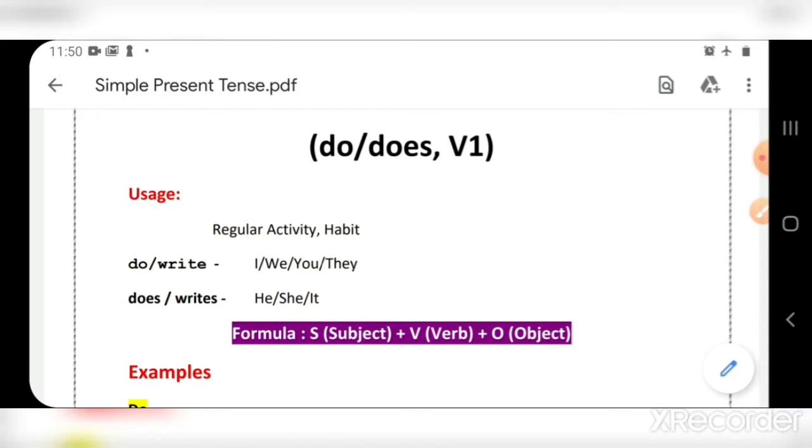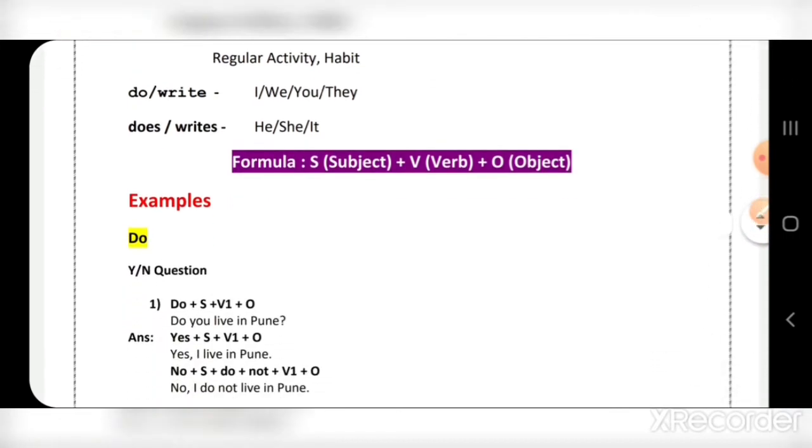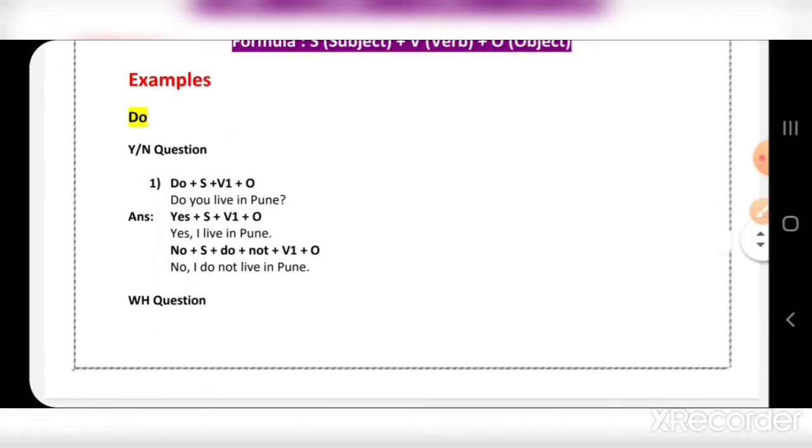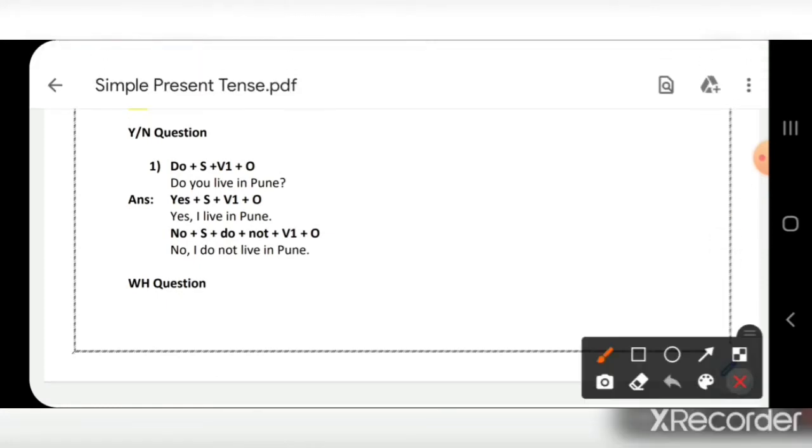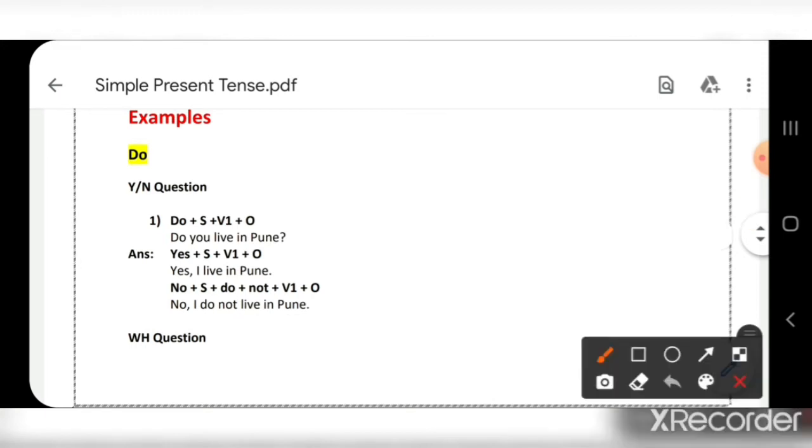Okay, if I want to say something negative about someone's regular activity, that means he does not perform that action, how would we use it? With a formula, that is what we are going to learn here. Let's take an example. If we want to use do, how would you use it? Do is used in the first.